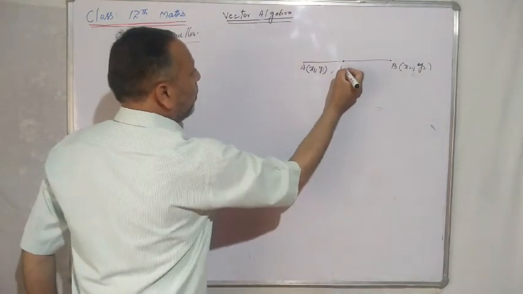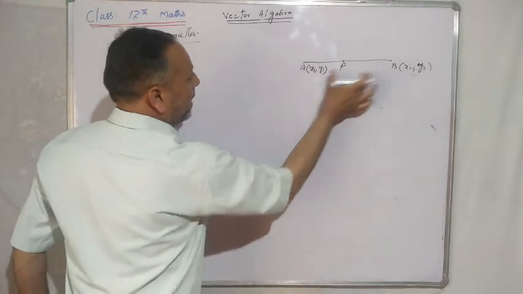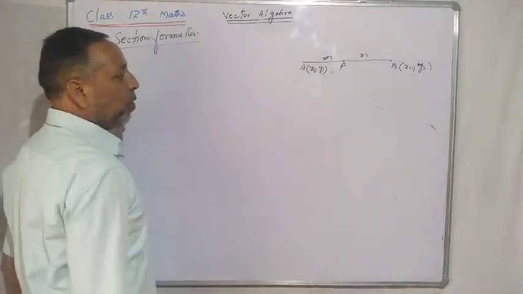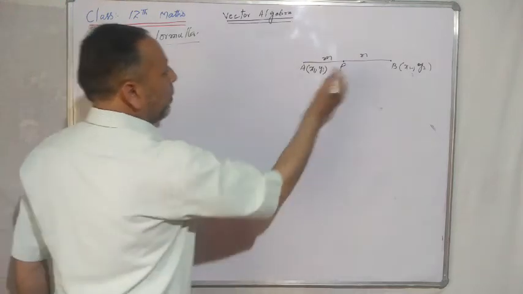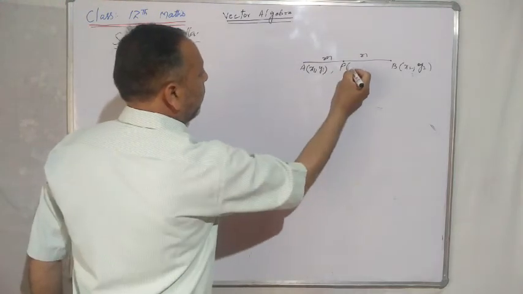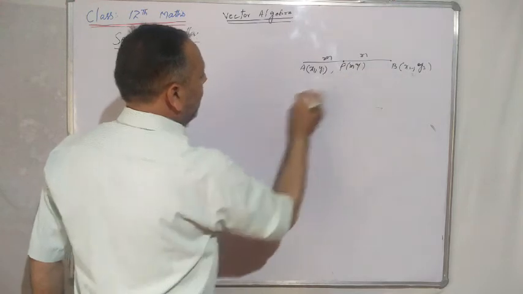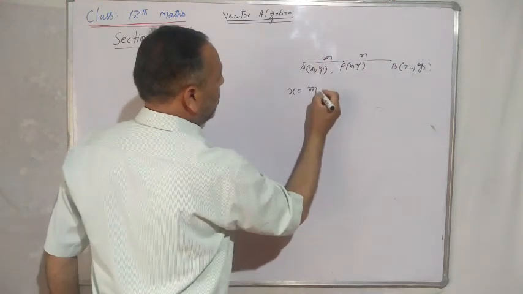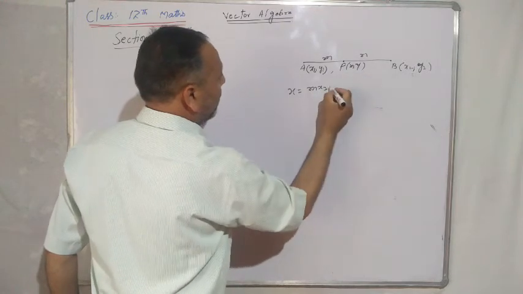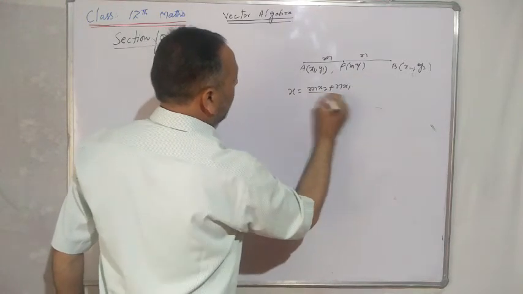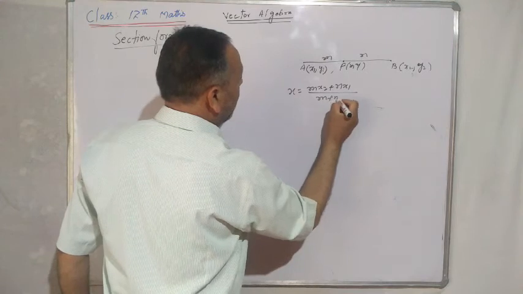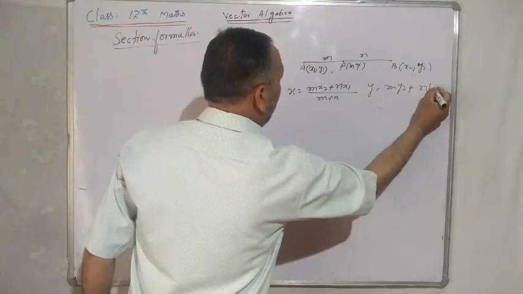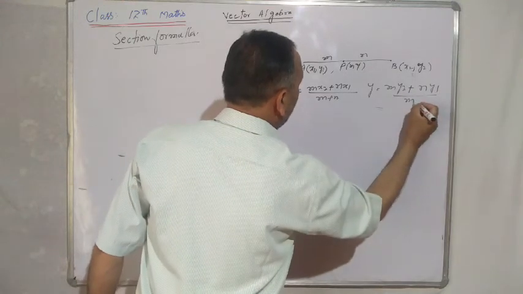Let a point P divide AB in the ratio of m is to n. तो याद होगा सेक्शन फार्मूला में हम क्या बोलते थे, that means the coordinates of point P be x, y, then हम कहते थे कि x is equal to (mx2 plus nx1) over (m plus n), and y is equal to (my2 plus ny1) over (m plus n).